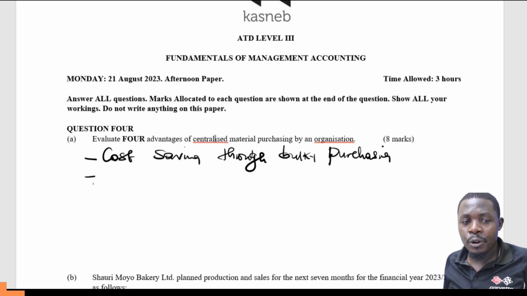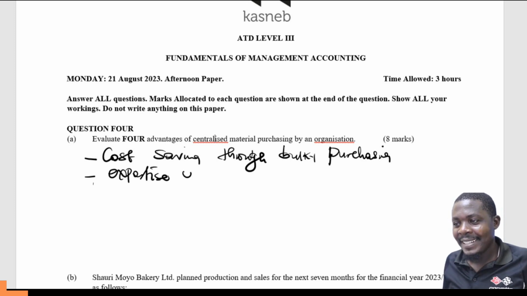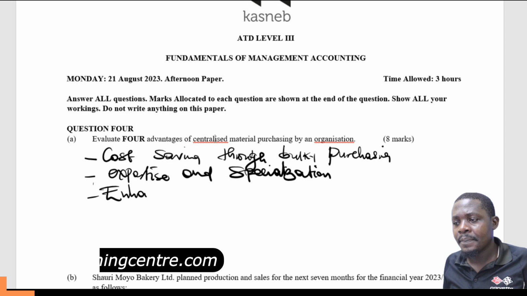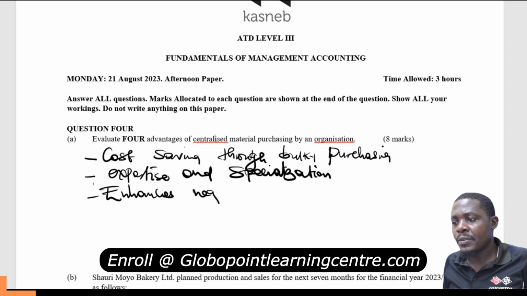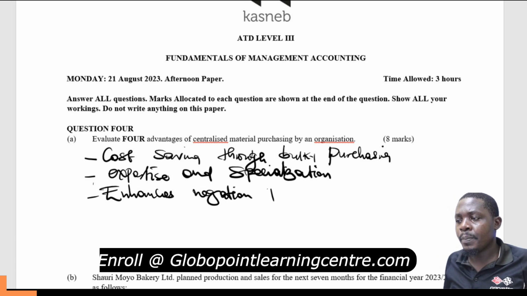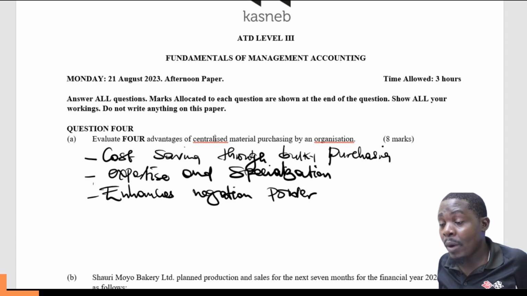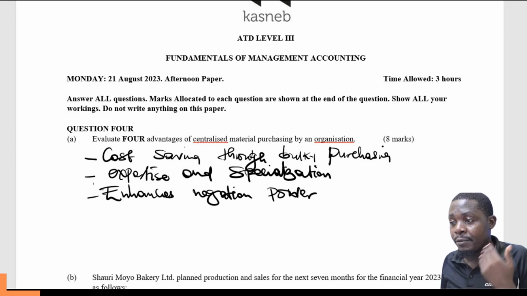Number two, we talk of expertise and specialization. We have the people in a particular department who can only be focusing and specializing on matters to do with purchasing. Enhanced negotiation power, you get an advantage. Why? Because you are buying goods in bulk and you are buying at one. Therefore, you can negotiate for better terms.